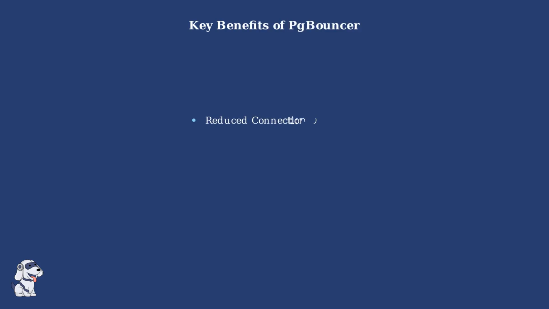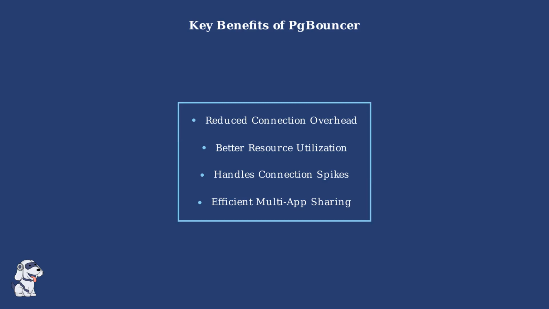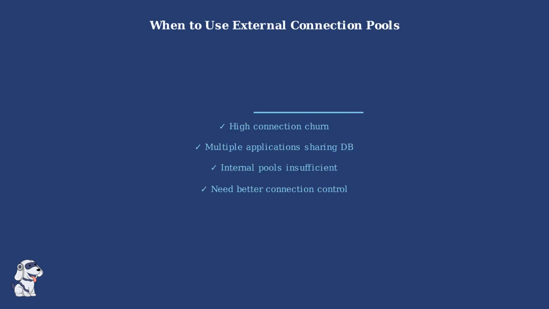The key benefits of using PgBouncer include reduced connection overhead, better resource utilization, and the ability to handle connection spikes without overwhelming your database. It's particularly valuable when you have multiple applications or microservices that need to share database access efficiently. Remember, external connection pools like PgBouncer are most effective when internal connection pools alone cannot handle your application's database load. They're essential for high-traffic applications with multiple services or when you experience frequent connection churn that impacts database performance.